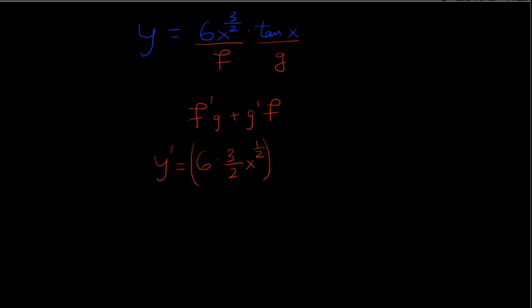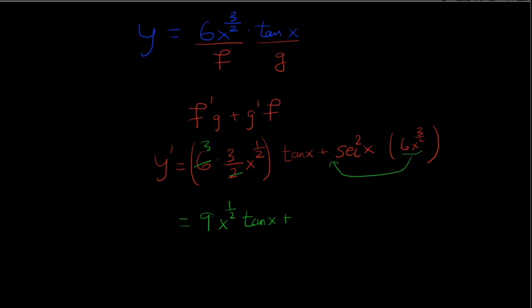This whole thing is f prime times g, which is tangent x, plus the derivative of tangent, which is secant squared, times f. 6 and the 2's are going to cancel to 3. I'm left with 3 times 3 is 9. That's 9x to the 1/2 times tangent x plus, I'm going to bring the 6x to the 3/2 out in front. So that'll just be 6x to the 3/2 times secant squared. And that's the derivative.